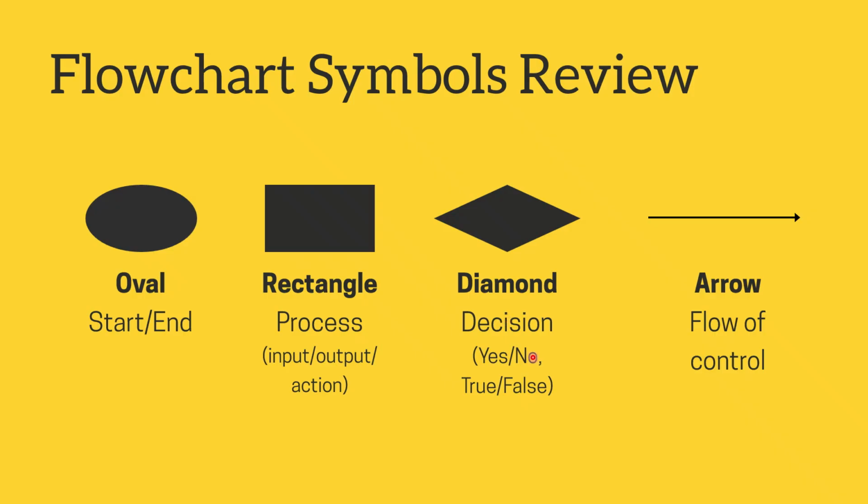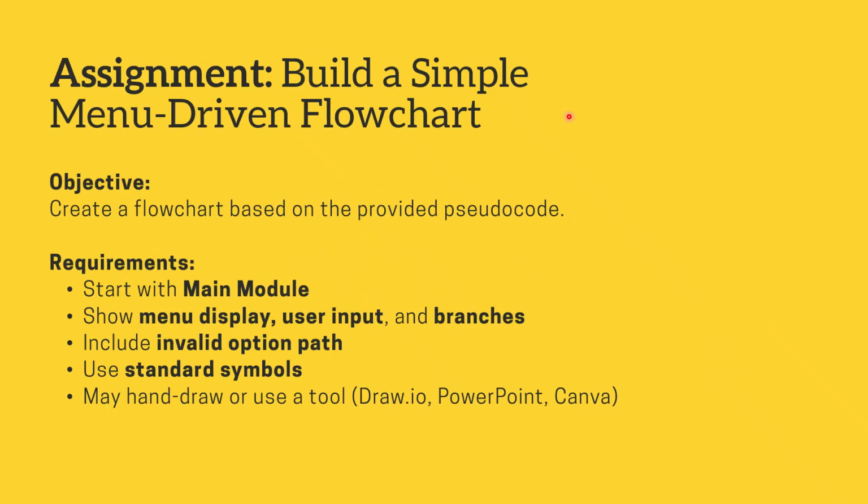Now, the different tools that you can use: you can hand draw the flowchart and then upload the picture, or you can use Draw.io, Google Slides, or PowerPoint to design it, or you can use Canva or Figma. But be sure to include your name and label it Module 12 flowchart, with whatever you submit as far as your image. So for this week, your first assignment is going to be to build a simple menu-driven flowchart.